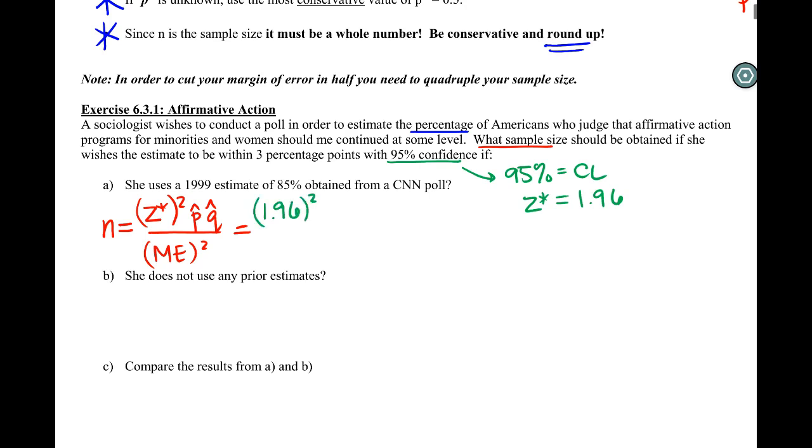Don't forget the squares. That's a very common mistake, forgetting those pieces that are squared. All right, so then we continue on.